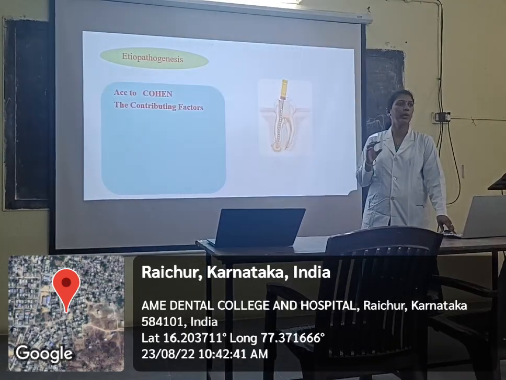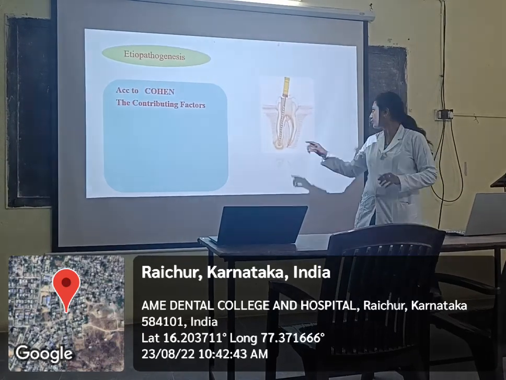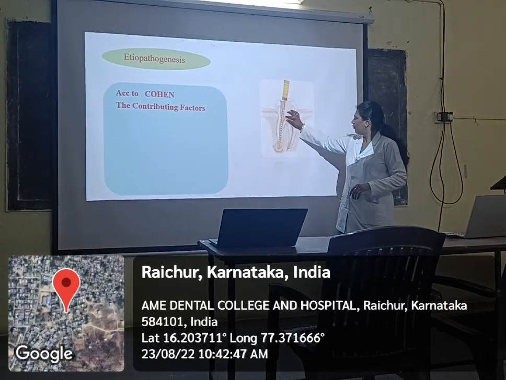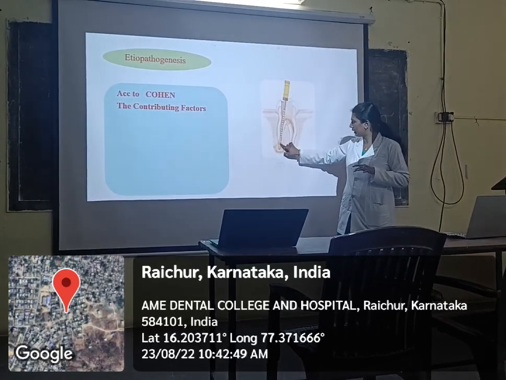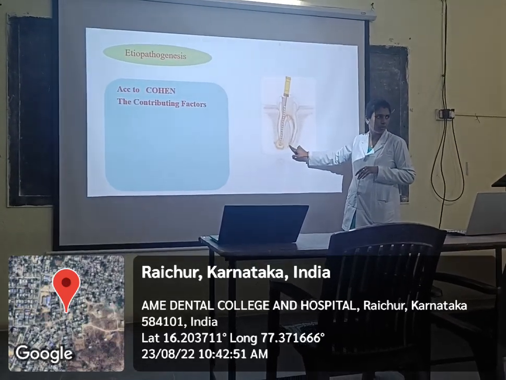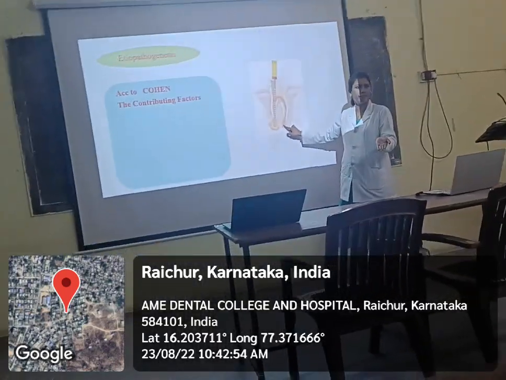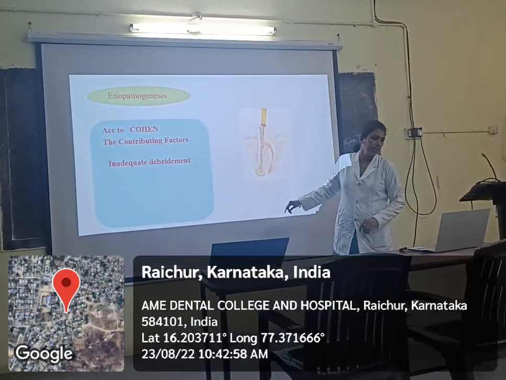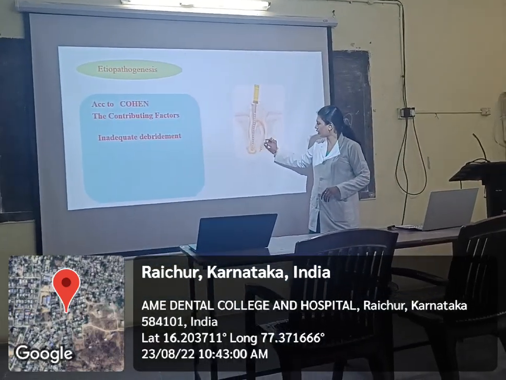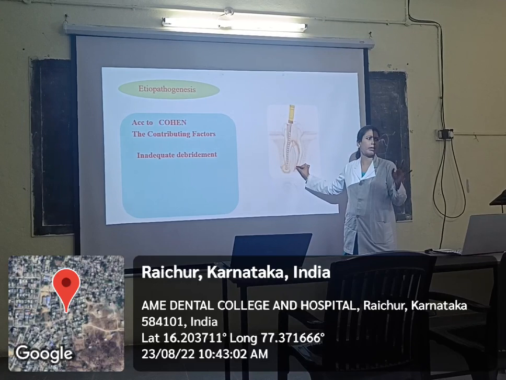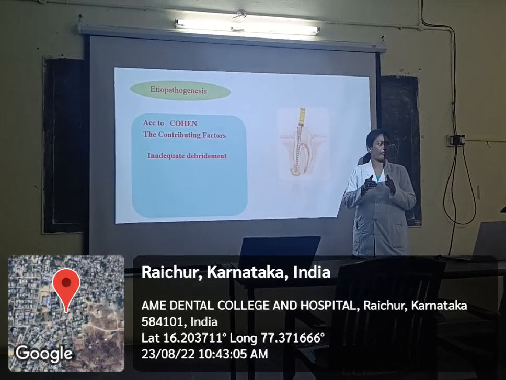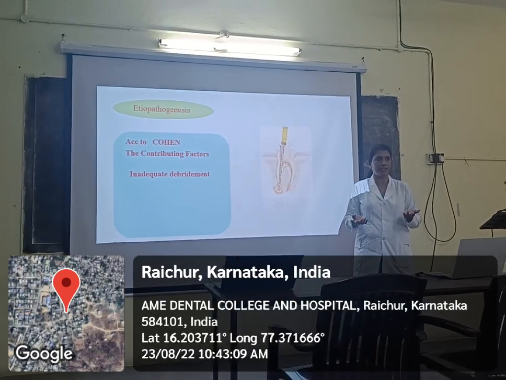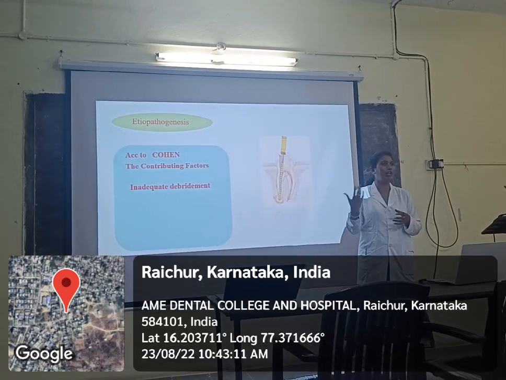Okay. Inadequate debridement. See that there will be a complete root, right? This is the complete root. We have to remove the pulp till the apex. Okay, whatever pulp is there, it is infected, so we have to remove it. Inadequate removal, that is inadequate debridement. If we leave some amount of pulp, it is still infected, right? If we leave some amount of pulp, that is incomplete debridement. Debridement is completely debriding off, cleaning off.